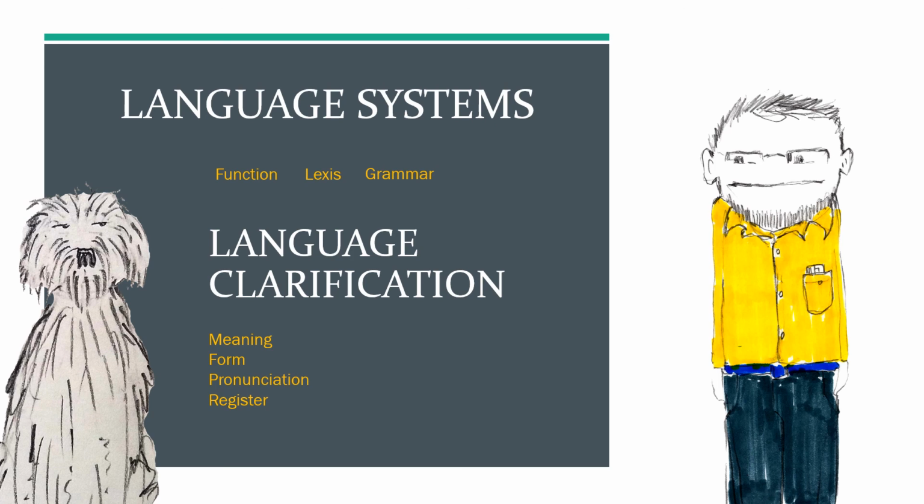So there are two things you can remember. MFPR, that is meaning, form, pronunciation and register, and then the questions that help clarify meaning.